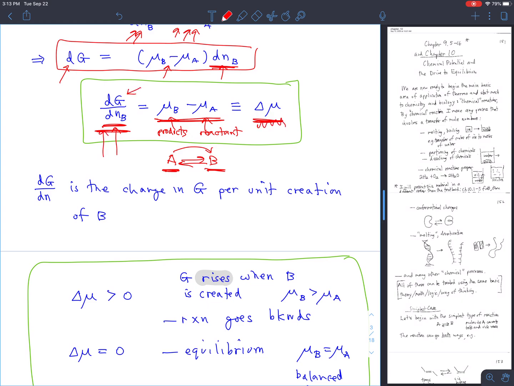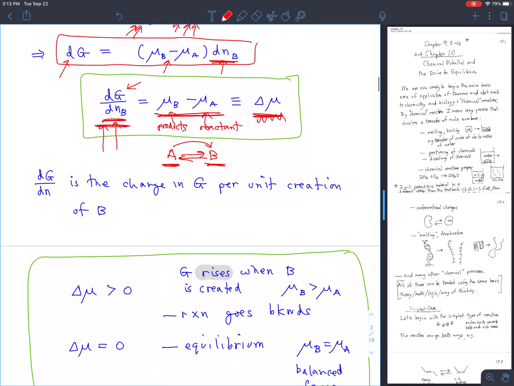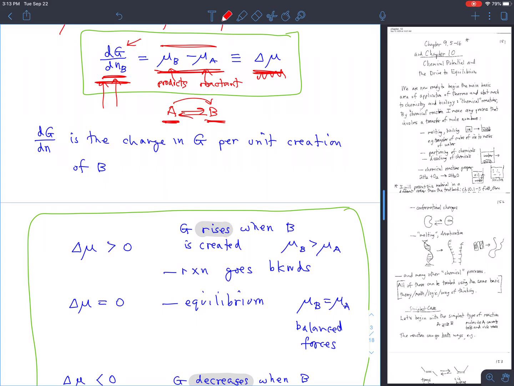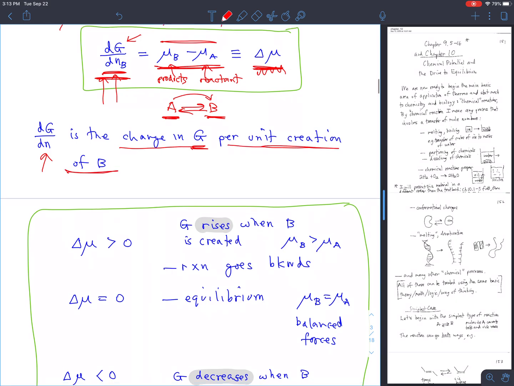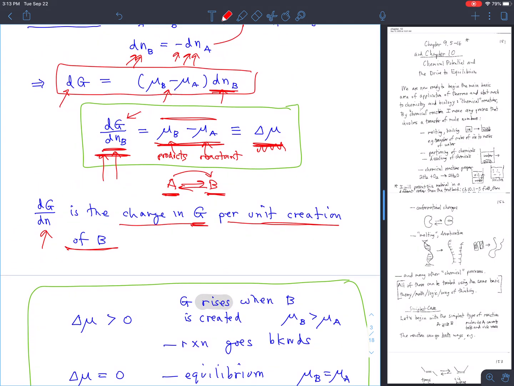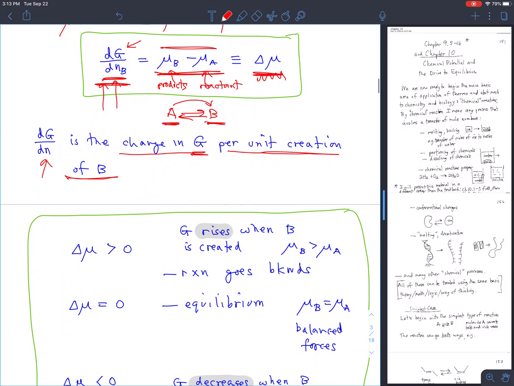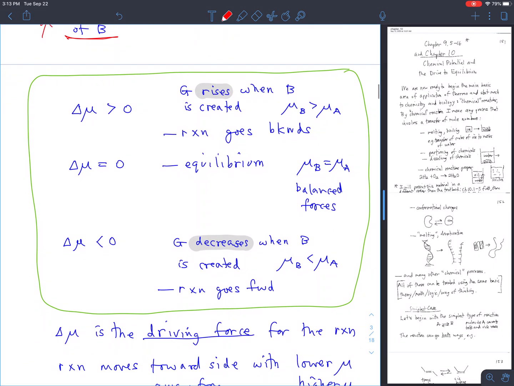The dG is proportional to the entropy change for the universe, and therefore is proportional to the driving force for chemical change. And therefore, this difference in chemical potential is also the driving force for chemical change. So I put here that dG dN is the change in Gibbs free energy, and therefore proportional to the change in the entropy of the universe per unit of creation of B. And so a good quantity to give the driving force for a chemical reaction. Let's look at what that means.